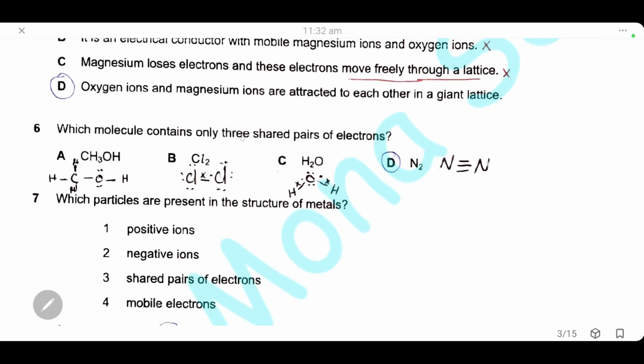Which molecule contains only 3 shared pairs of electrons? Here I draw the bonding in this molecule. So here we have 1, 2, 3, 4, 5 shared pairs. Here we have only 1 pair. Here we have 2 shared pairs of electrons. And here in the nitrogen molecule, we have 1, 2, 3 shared pairs of electrons. So the answer will be D.